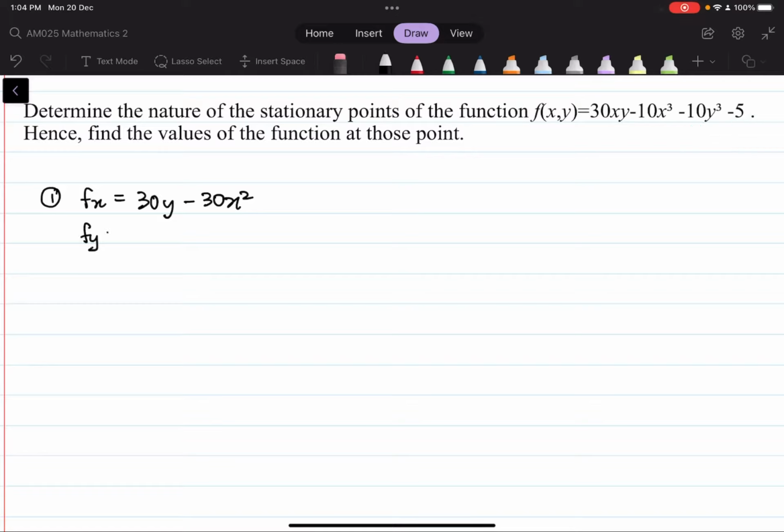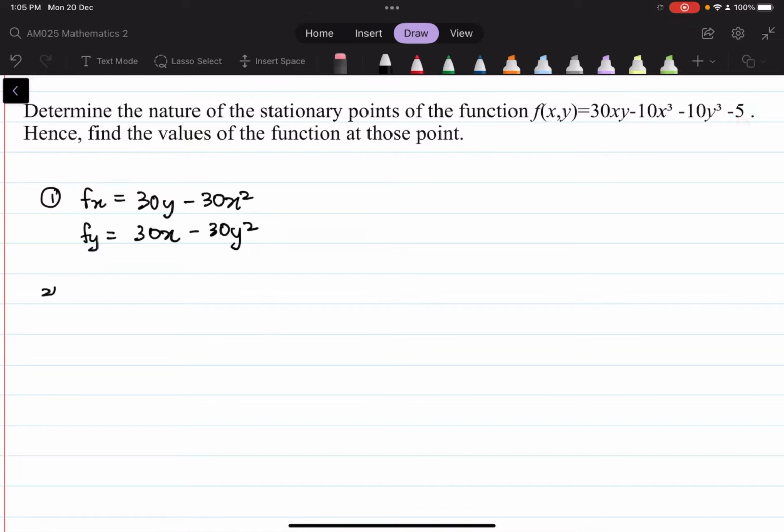f sub y. Differentiate 30xy with respect to y is 30x. Differentiate negative 10x³ with respect to y is 0. Differentiate negative 10y³ with respect to y is negative 30y². Differentiate negative 5 with respect to y is 0.